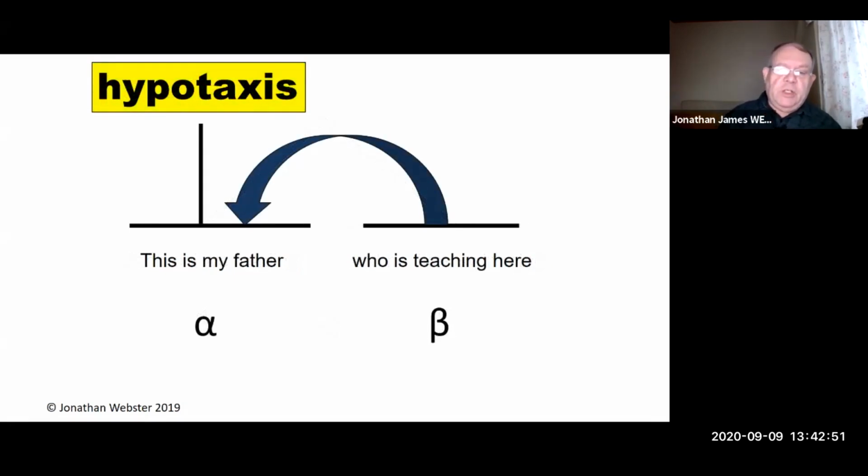In this relationship, though, it is asymmetrical. This is my father. That's the main idea. That is the alpha clause. And the dependent clause is modifying it. It's pointing back with this arc to the main clause. It is the beta clause. Who is teaching here? It cannot stand alone. They are asymmetric. They are not equal in terms of their grammatical standing. We call that hypotaxis.